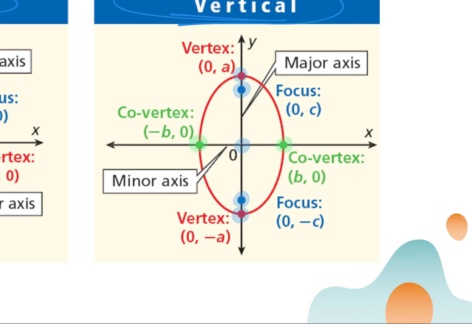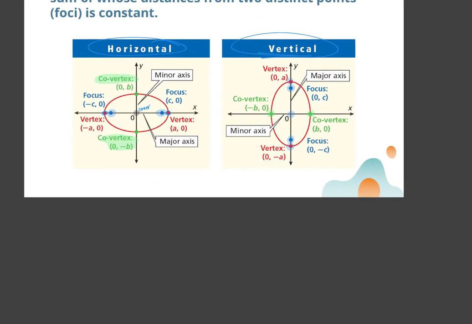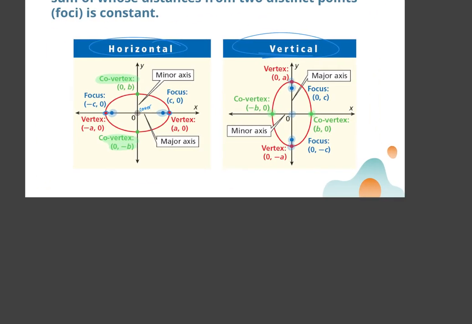So you see on these an a, a b, and a c. a is the distance from the center to the vertex. If it's a horizontal ellipse, we go right and left that distance. You're going to want to write these down. So if you didn't already write that a down, write it down. a is the distance from the center to the vertex.